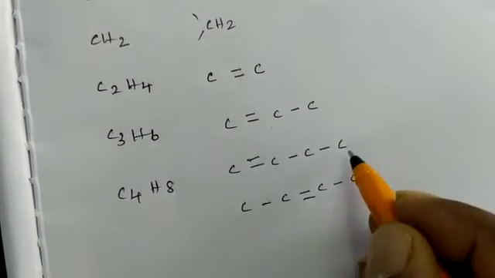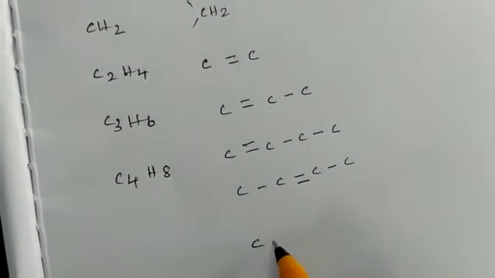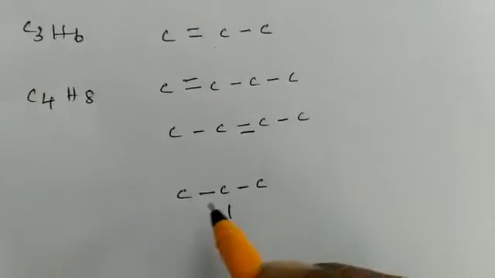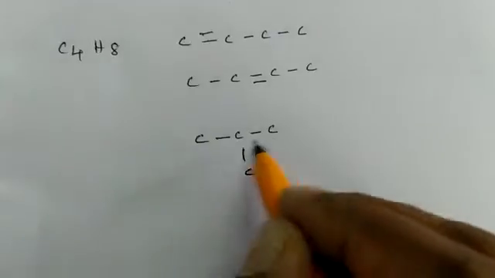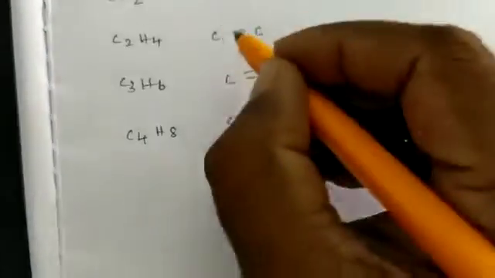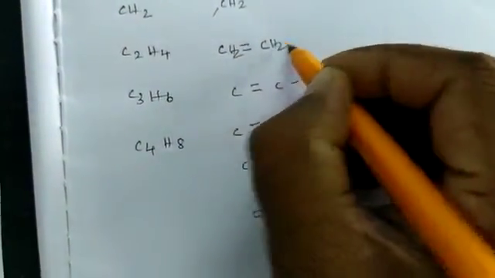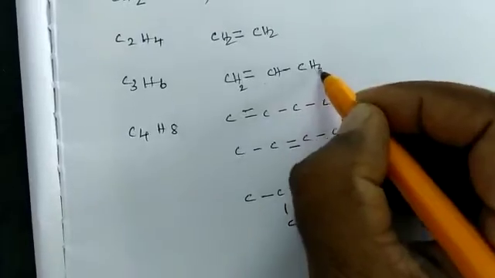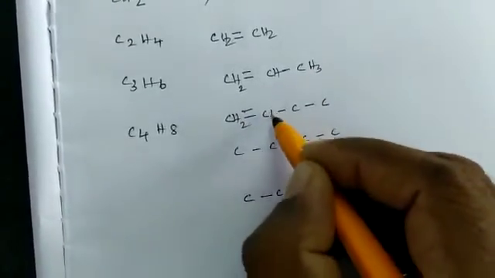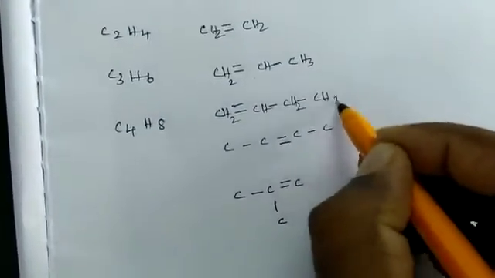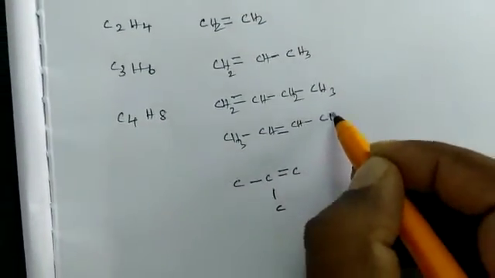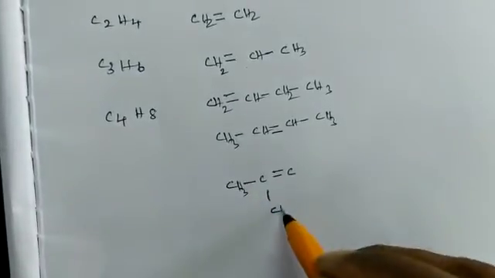This is 2 and 3. This is also 1 and 2. When we consider the 4 carbon atoms, the branch, we can draw it like this. Position is 1 and 2, 1 and 2, 1 and 2. So this is nothing but alkene. CH2, CH, CH3, CH2, CH, CH2, CH3, CH3, CH, CH3, CH3.